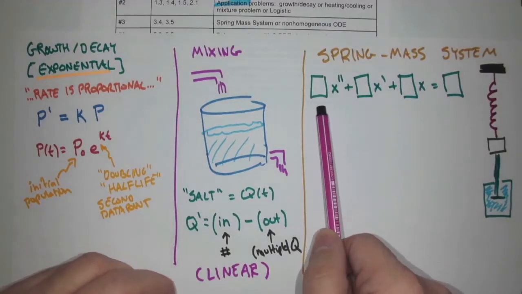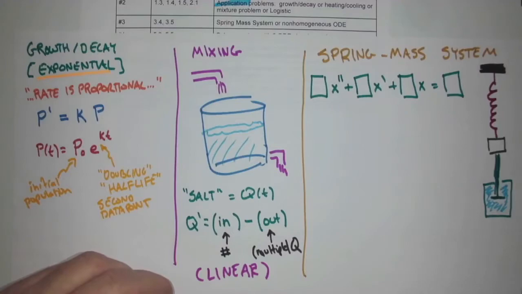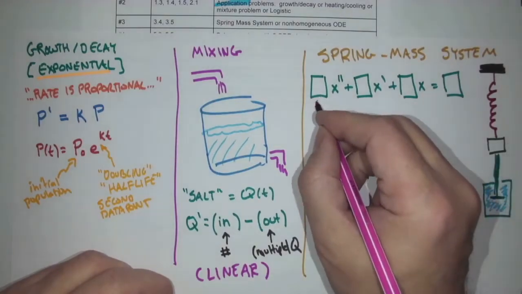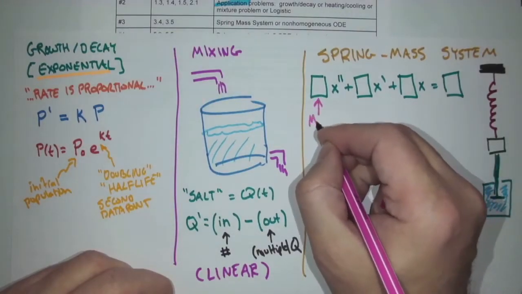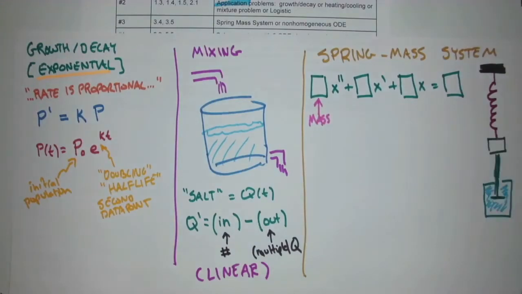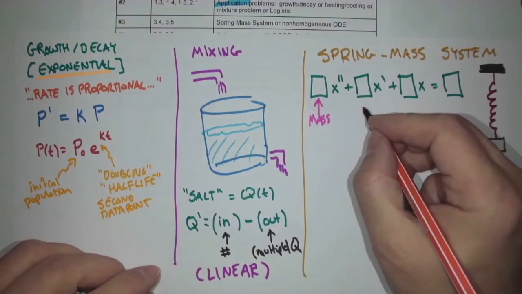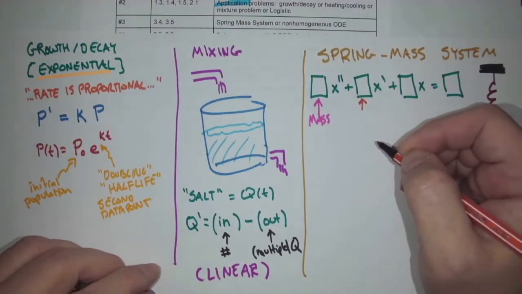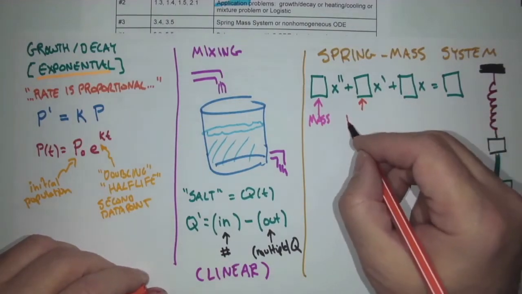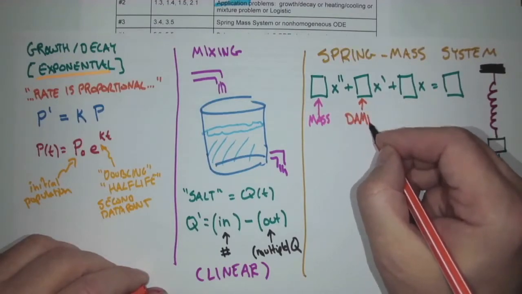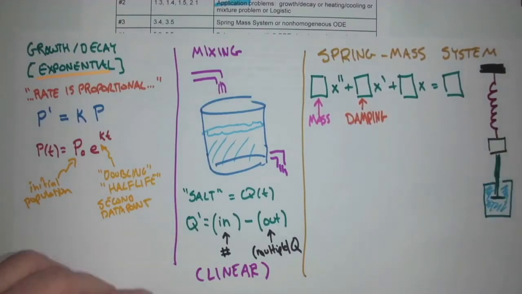Box number 1. M. M for mass. Yes. So the mass goes into your first box. All right. Box number 2. C, okay, which is your damping constant. So your damping is related to velocity. And so that's attached to your x prime. All right, 2 down, 2 to go.